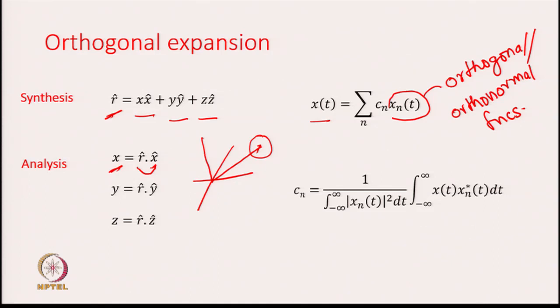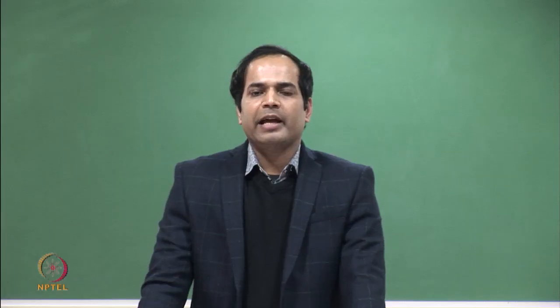In the case of signals, if we want to find out the component of the projection of x(t) in the direction of the reference signal x_n(t), you can simply obtain this by taking the inner product of the signal with the reference orthogonal or orthonormal function x_n(t) and dividing by the energy of that function. Of course, if this is an orthonormal function, then this quantity is going to be 1. So, we can understand this orthogonal expansion by using the analogies between vectors and signals.